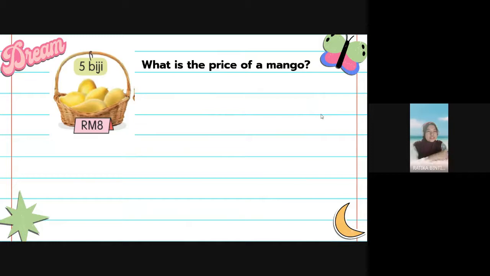Okay, next. What is the price of a mango? Given one basket of mango is 8 ringgit. Okay, in this basket, there are 1, 2, 3, 4, 5 mangoes. Okay, what is the price of a mango? So the number sentence is 8 ringgit divide by 5. And you need to remember the 8 ringgit can also be written as 8.00, kan.